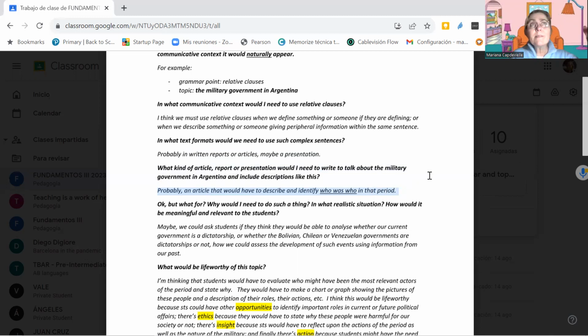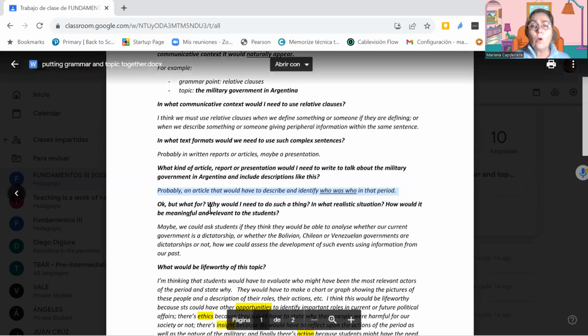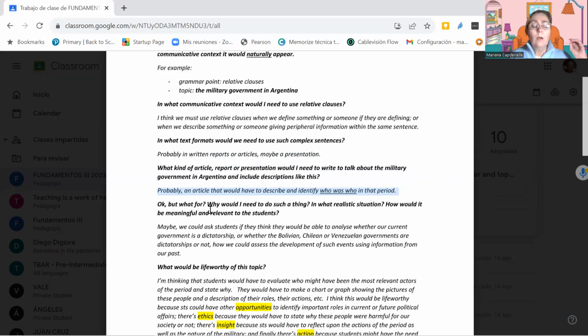So you see, I'm asking these questions and little by little I am defining what I must do. Okay, so I define who's who, I use relative clauses, I talk about the military government. Okay, but what for? What is the purpose of this task? Why would I need to do such a thing? In what realistic situation? How would it be meaningful or relevant to the students?